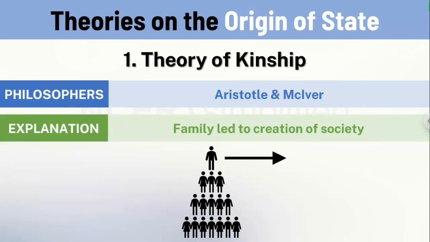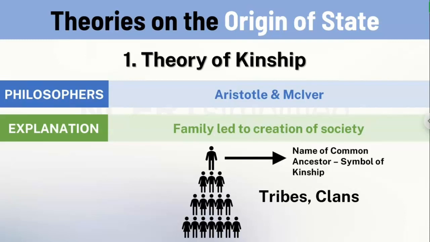And that's how this one family takes the name of the common ancestor as a symbol of kinship, and they keep it as a surname or whatever, right? And this family inevitably leads to tribes and clans, and the entire village itself. They take their common ancestor as a symbol of kinship. And as more and more social groups and more people get connected through the symbol of kinship, that leads to the origin of a state.